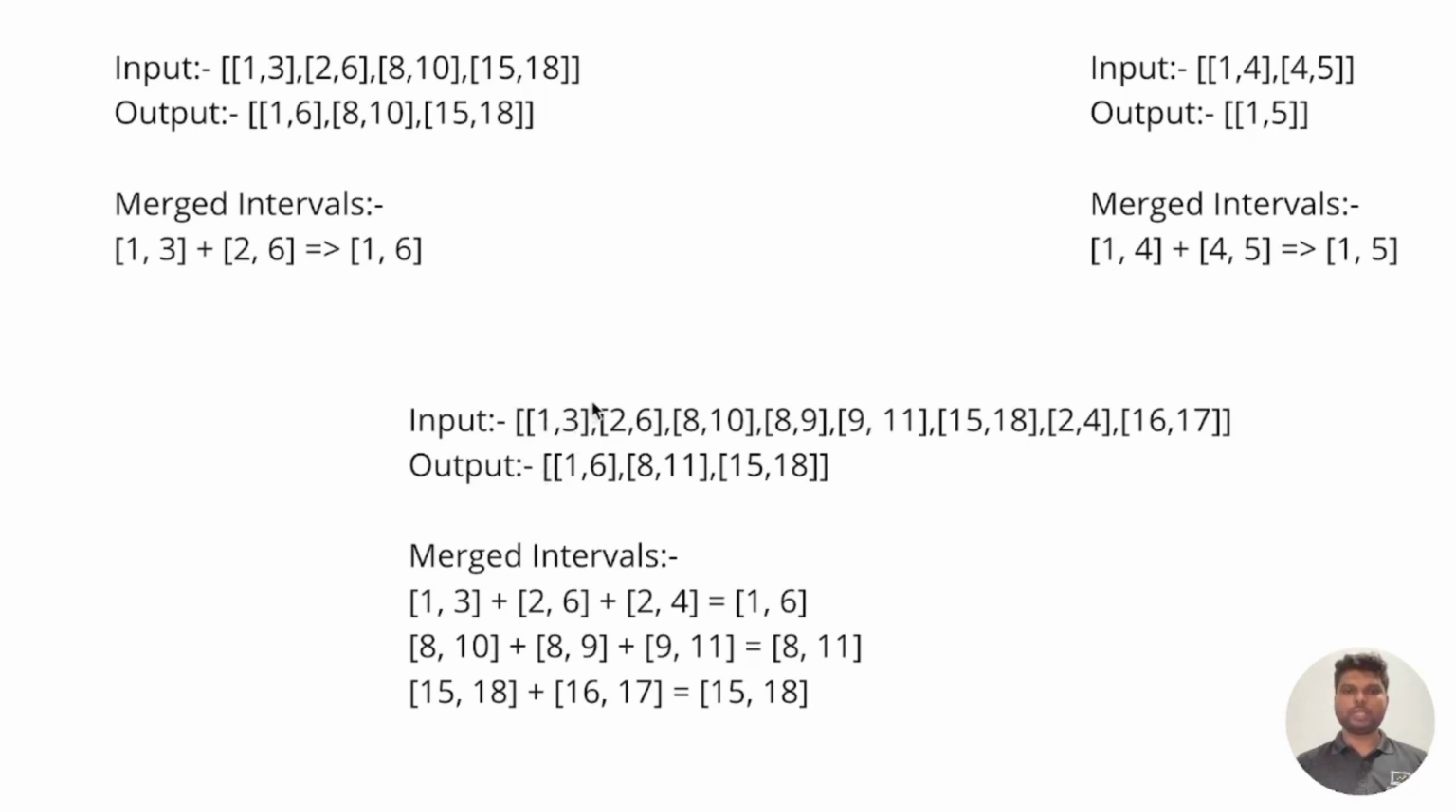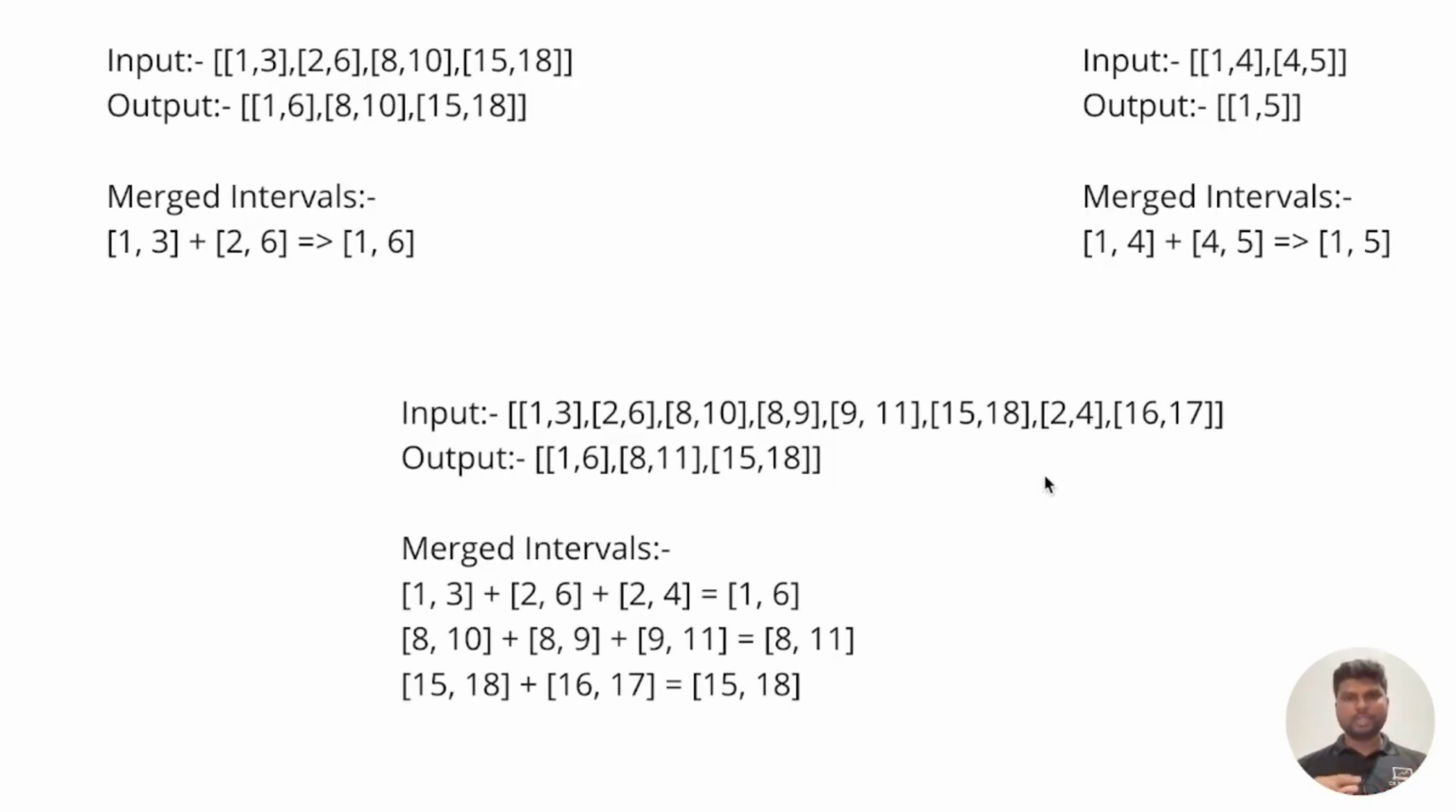We merge [1, 3] with [2, 6] and [2, 4], and we get the final merged interval as [1, 6]. Similarly, we merge [8, 10], [8, 9] and [9, 11], and we get the final merged interval as [8, 11]. Similarly, we merge [15, 18] and [16, 17], and we get the final merged interval as [15, 18]. So these are the three intervals which are the final output in this problem.